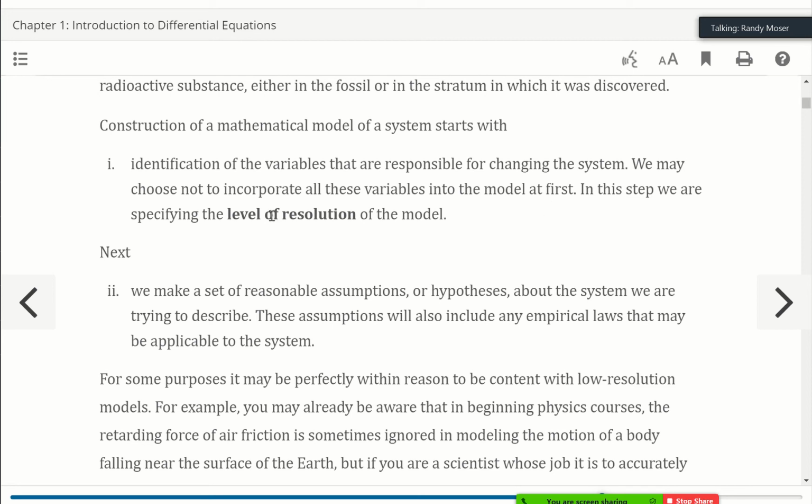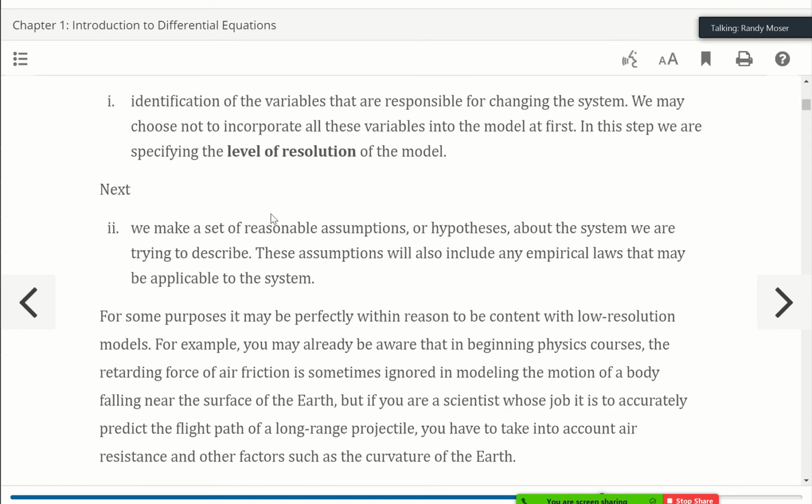So there's this trade-off. You don't want to have too low resolution in general. Too high resolution can be very difficult to work with. So it's like this Goldilocks zone where it's really a struggle.